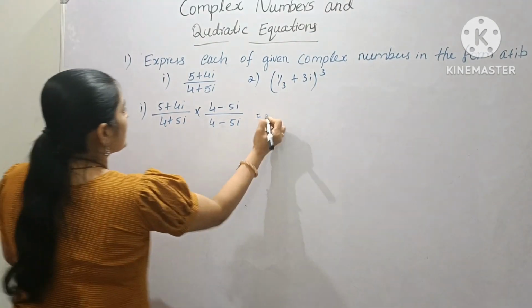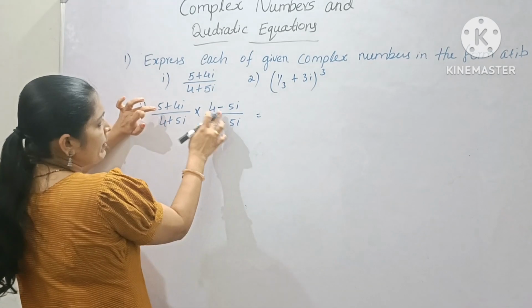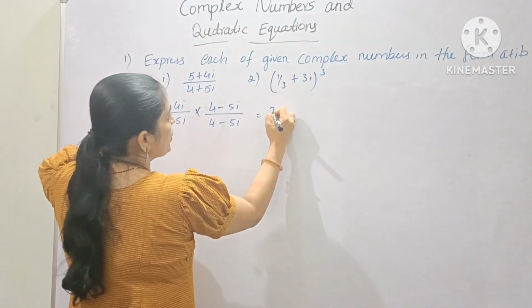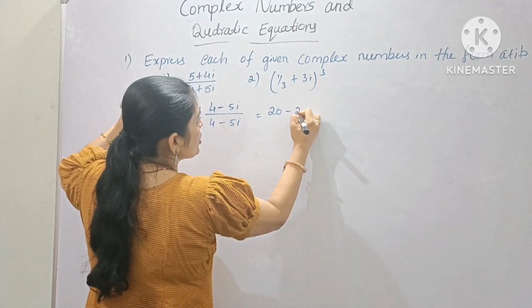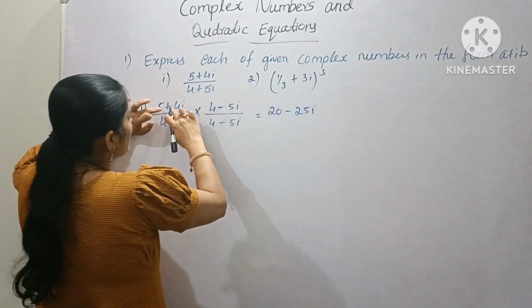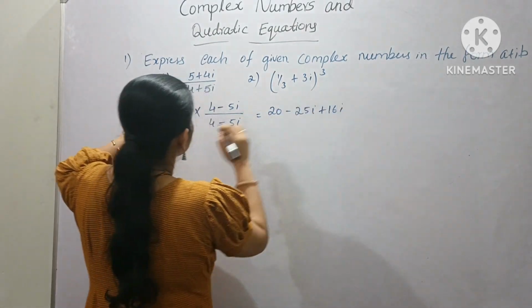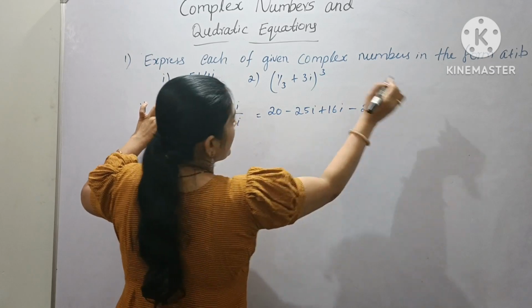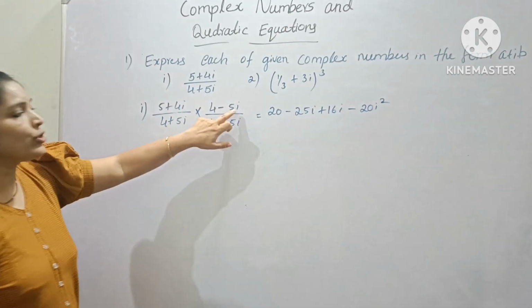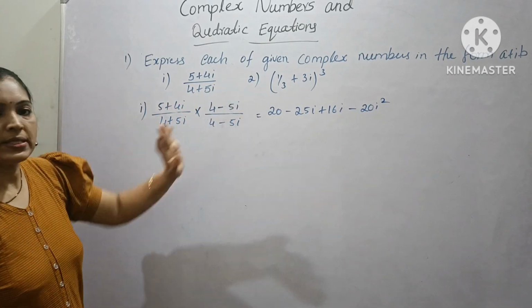That is (5 + 4i) into (4 − 5i). Simplify: 5 into 4 is 20, 5 into −5i is −25i, 4i into 4 is 16i, and 4i into −5i is −20i². Okay, 4 into 5, 20, i into i², plus into minus, minus.